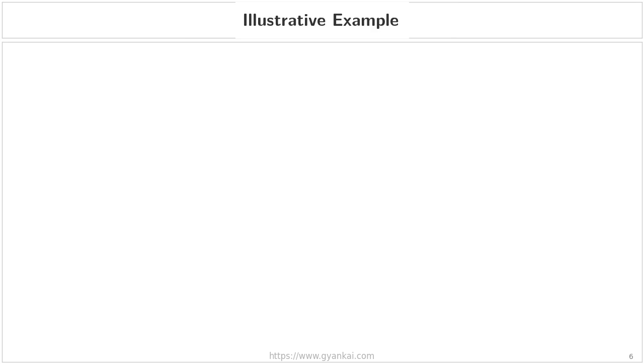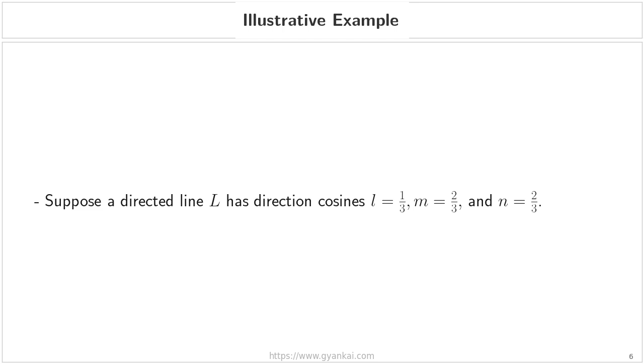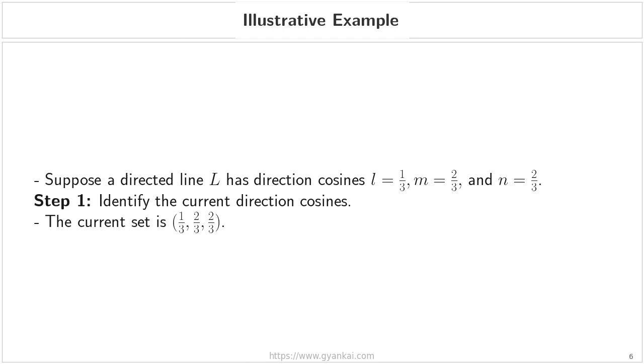Illustrative example. Now that we've understood the theory behind how direction changes, let's put it into practice with an illustrative example. Suppose we are working with a directed line, let's call it L, and we are given that its direction cosines are l equals 1/3, m equals 2/3, and n equals 2/3. To solve this, we'll follow a simple three-step process. In step 1, we first identify our starting point. Our current set of direction cosines is 1/3, 2/3, and 2/3.